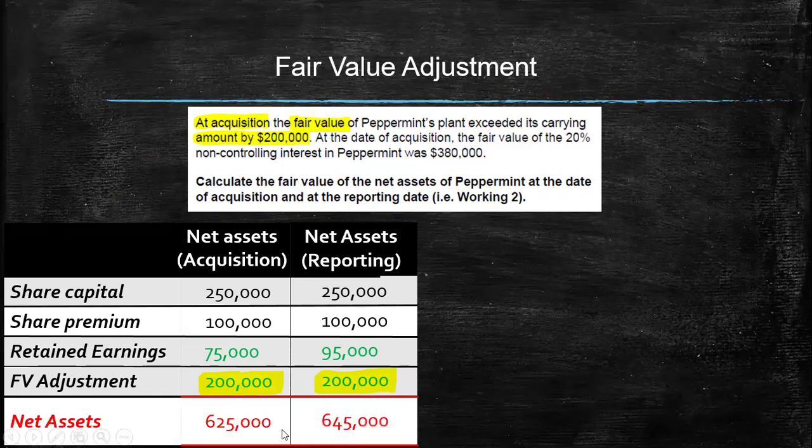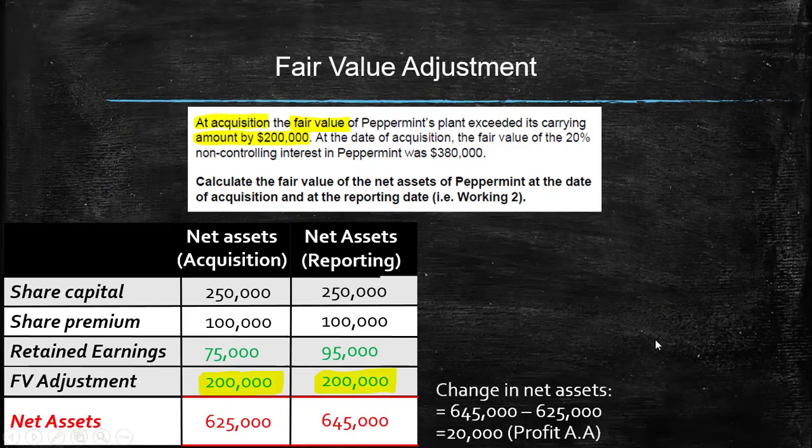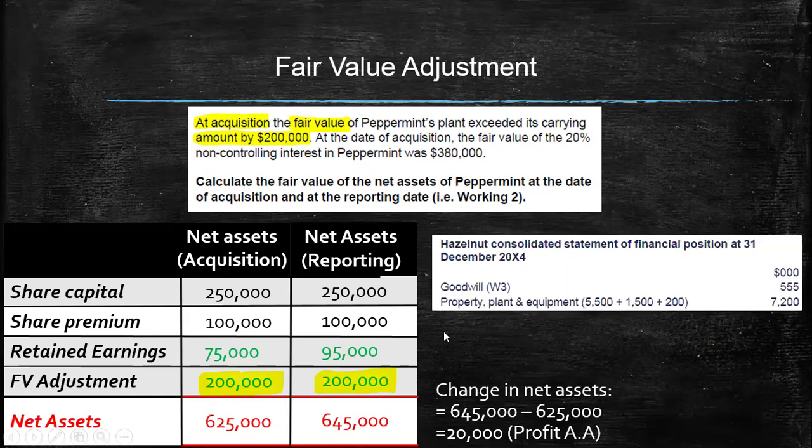You total the net assets, you then take their difference to get your increase in net assets, basically your post acquisition profit, profit after acquisition. Now, this fair value of 200,000 will be added here in the net assets calculation. And then when you're preparing the statement of financial position, obviously you have your property, plant and equipment presented in the statement of financial position.